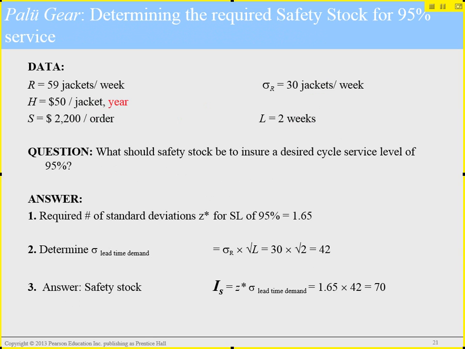I think it's in a weird spot. I'm not sure why we use it there. I guess because we need it to determine the standard deviation of lead time during demand.